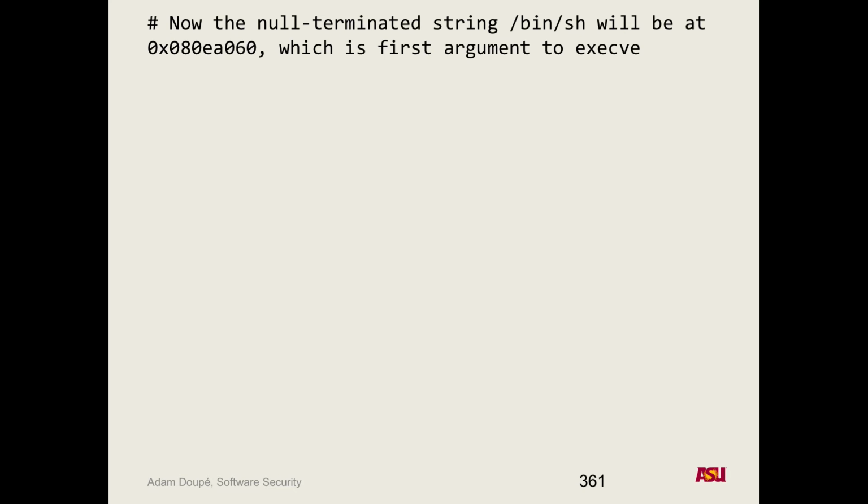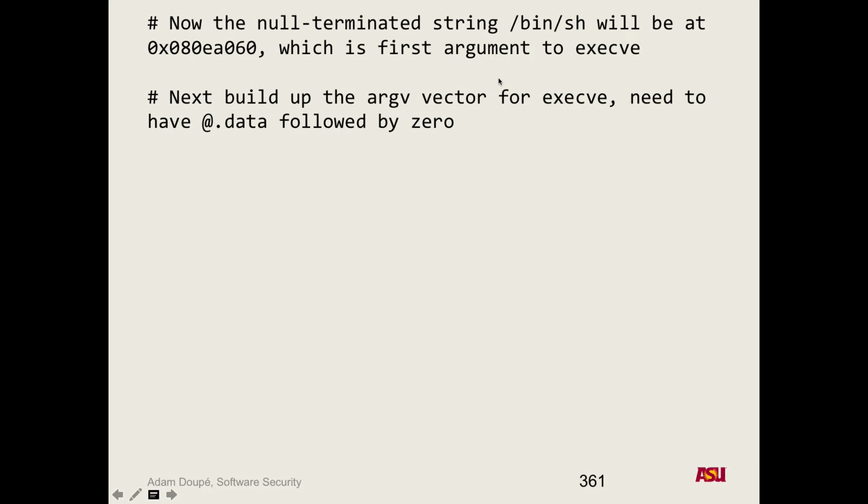Are we done? No, we still have to do all the other stuff. We have to set up argv and the environment pointer. So now we know we have the string /bin/sh at a fixed location in memory that will never change throughout executions of this program, no matter what the ASLR status is. So at 080E8060, we're going to build the argv vector. Where should we put it?